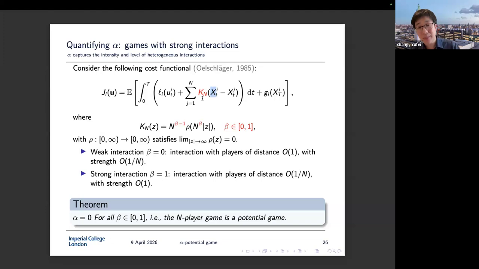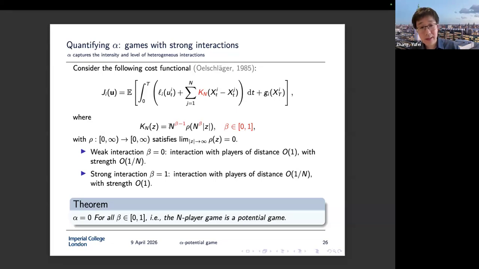Okay, but the important part is how the precise impact of the player, the jth car, on my car is given by this interaction kernel, which has this form. It depends on the number of players or number of cars in this space, and depends on the interaction strength beta.